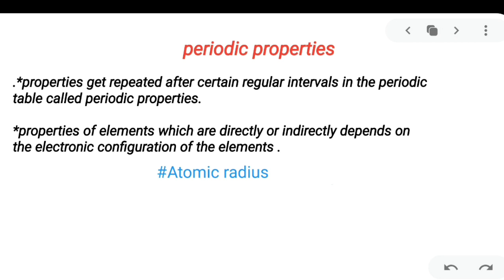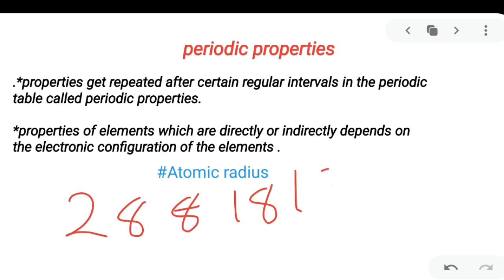Let us have a small discussion on what periodic properties are. Properties that get repeated after a certain regular interval in the periodic table are called periodic properties. When we arrange the elements according to the increasing order of their atomic number, certain properties repeat themselves after regular intervals of 2, 8, 8, 18, 18 and 32. When the elements repeat after 2, 8, 8, 18, 18, 32, a certain property repeats itself, and that property is known as a periodic property.